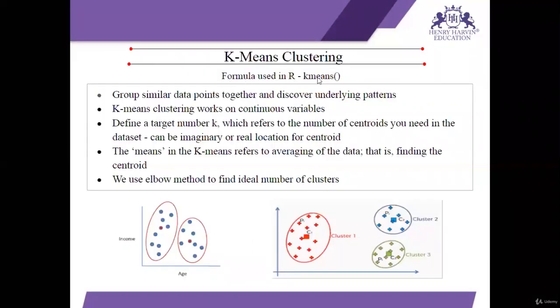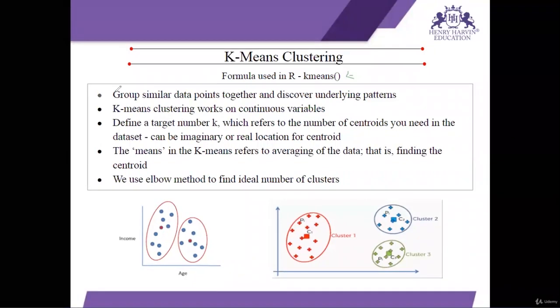K-means clustering. The function used for K-means clustering in R is kmeans. Then what does K-means clustering mean? Grouping similar data points together and discovering underlying patterns. K-means clustering works on continuous variables. It defines a target number by which the clusters will be created. It is named k, which refers to the number of centroids you need in the data set. It can be an imaginary or real location of centroids. We will understand in the code part how we can create clusters using both of these techniques.